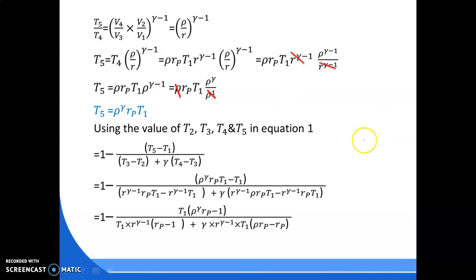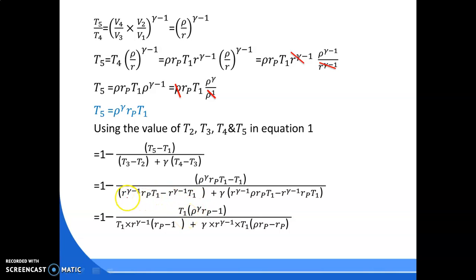Now put these in equation number 1. What is T5? Rho to the power gamma Rp T1 minus T1. What is T3? Rp T1 minus what is T2? r to the power gamma minus 1 into T1, plus gamma into what is T4? r to the power gamma minus 1 rho Rp T1 minus T3, is equal to the value you have to put. What is common here? T1 will be taken outside. Clear?